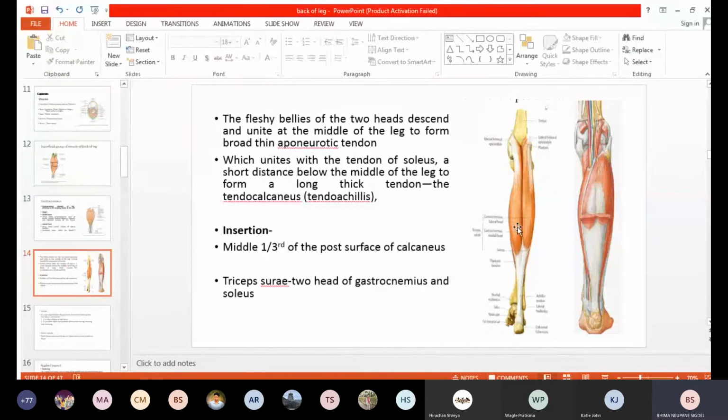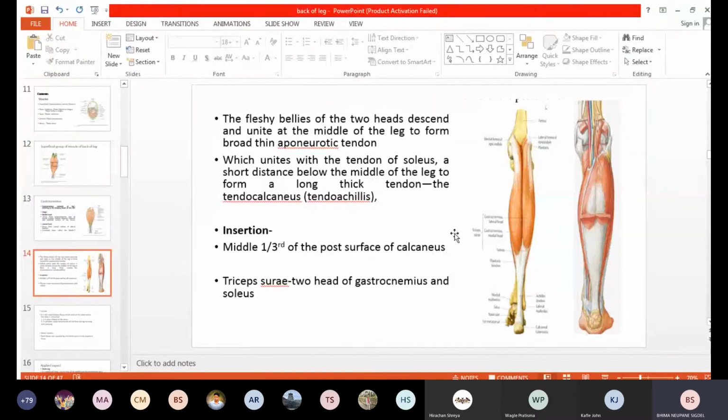They descend on the leg and unite with the soleus. Together they fuse, the bellies unite with the tendon of the soleus and form this thick tendon known as the Achilles tendon, or the tendocalcaneus. So the two heads of the gastrocnemius fuse to form a tendon, and this tendon fuses with the tendon of the soleus to form the Achilles tendon. You can see here, it is the thickest tendon of our body.